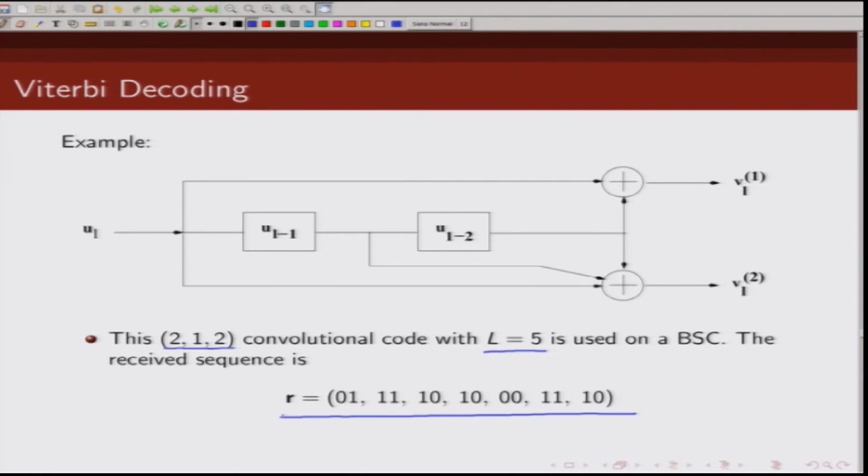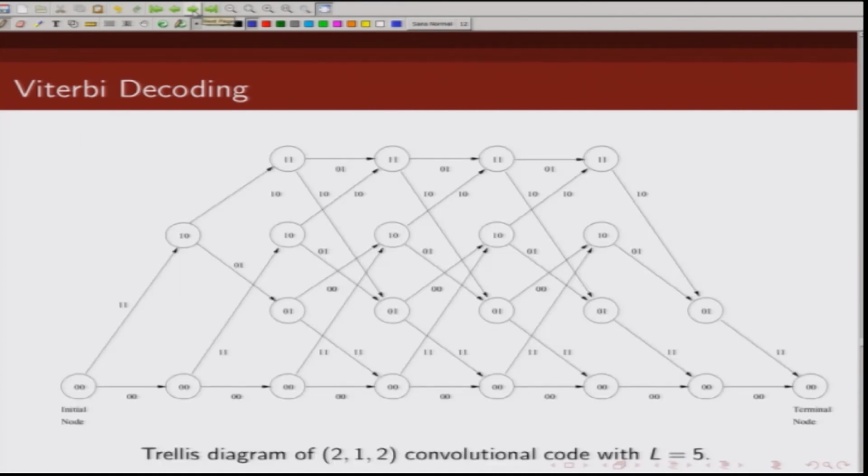So, how do we proceed? The first step is we will draw the state diagram of this convolutional encoder and we will draw the trellis diagram of this convolutional encoder. So, what I have here is I have drawn the trellis diagram of this rate 1/2 convolutional encoder. Please note, initially we are starting with all 0 state.